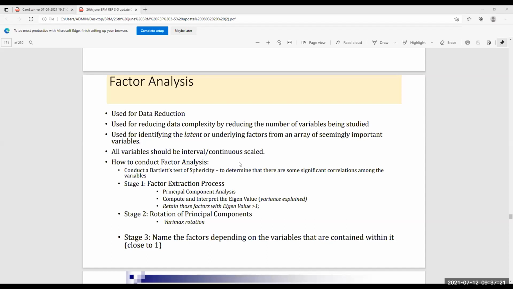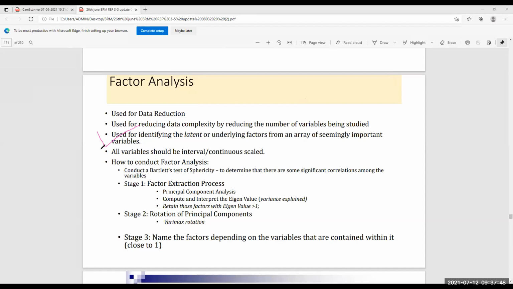So factor analysis is a technique used for data reduction. It is used for reducing data complexity by reducing the number of variables or number of items that are being studied. Third point, and I'm ticking this, it's used for identifying the latent or underlying factors from an array of seemingly important variables. So you try to find out some of the most important items that can be used to study something among the many items that are there.